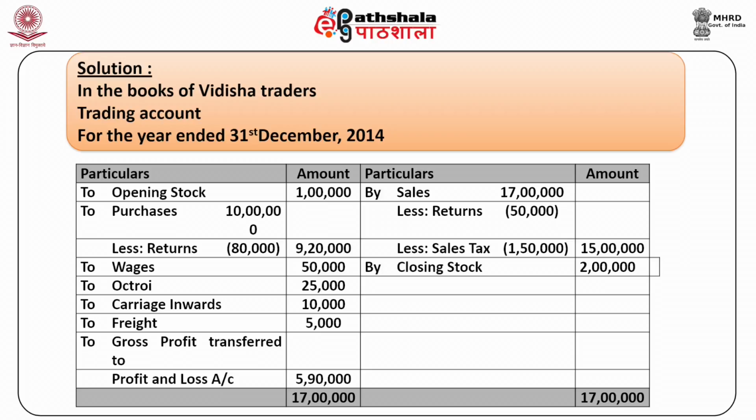Let's come to the right hand side. By sales 17 lakhs, less sales return 50,000, less sales tax of 1,50,000. So the net sales are 15 lakhs and the closing stock is 2 lakhs. The balancing figure is gross profit transferred to profit and loss account 5,90,000 because the two sides must have the same total.